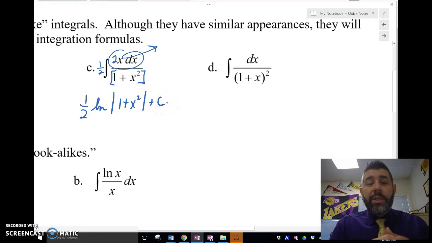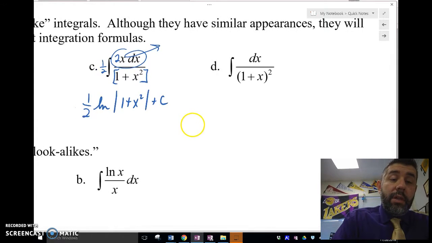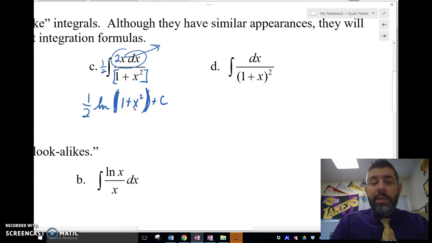So see how that one's a little bit different than the first one. Now in this case I don't really need the absolute value, because 1 plus x squared is always going to be positive.